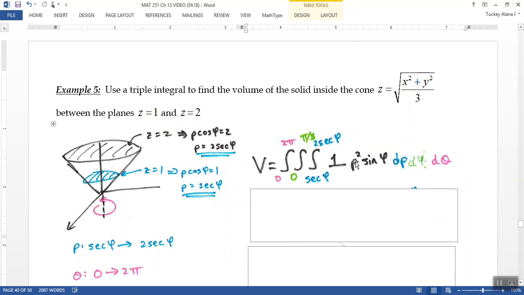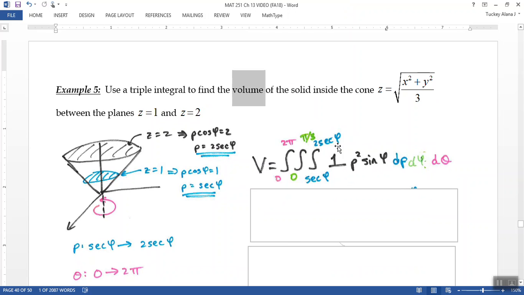So here's our work here. We know it's volume. So the volume means that it has to be 1 as our integrand. The rho squared sine of phi piece is added in because we're using, not cylindrical, sorry, spherical coordinate system. So spherical coordinates means we have to throw in the rho squared sine phi. Then I'm going to do it with respect to rho first. Rho goes from secant of phi to 2 secant of phi. That'll get me from one horizontal plane to the other.